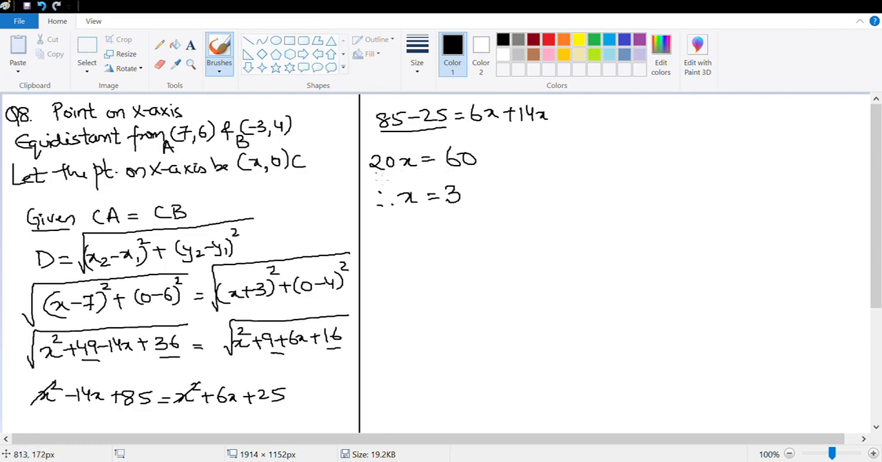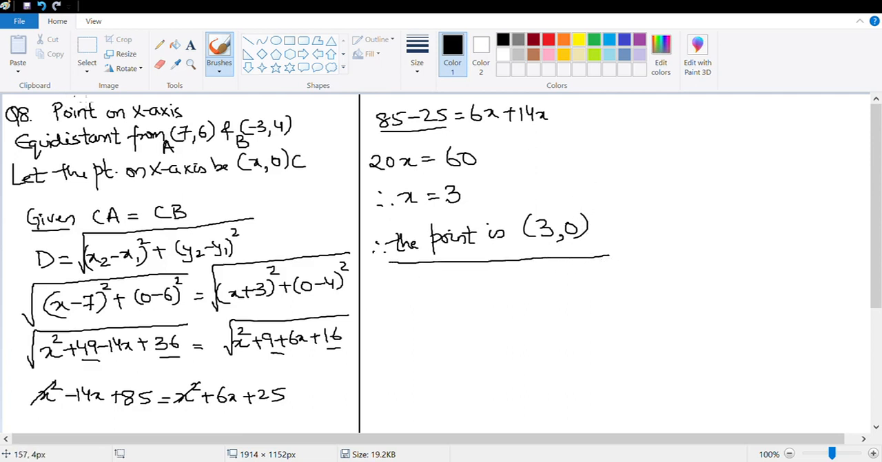Let's check what the question wants. The question says what point on the x-axis. Therefore, the point is (3, 0). Perfect. That's my final answer. Let's look at the next question.